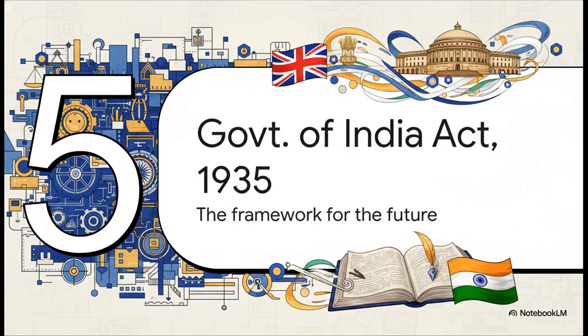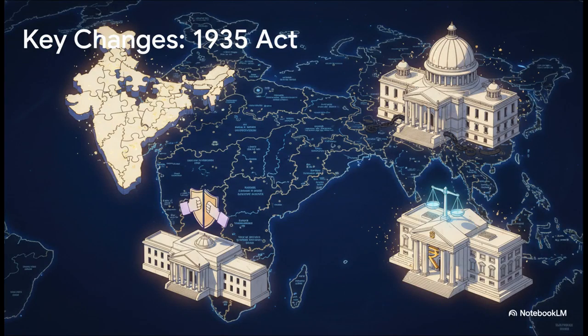And now we get to the big one, the heavyweight champion, the Government of India Act of 1935. This thing was a beast, the longest act the British Parliament had ever passed. It was so detailed and comprehensive that it literally became the blueprint for huge chunks of the Constitution of independent India. So what did this monster act do?